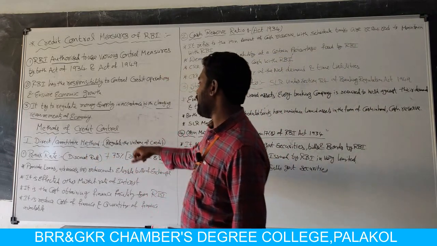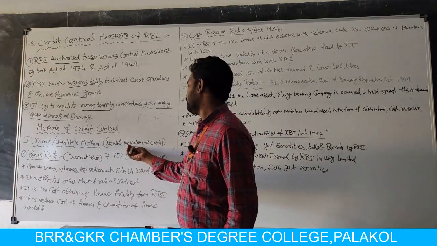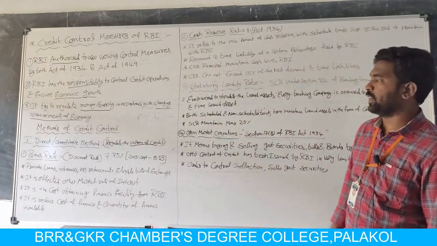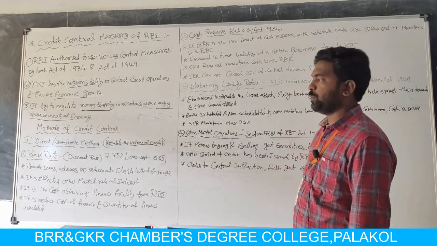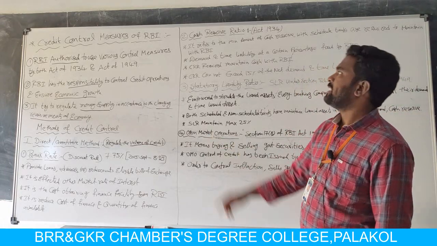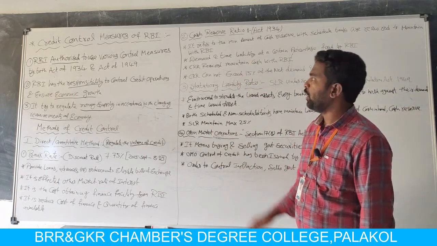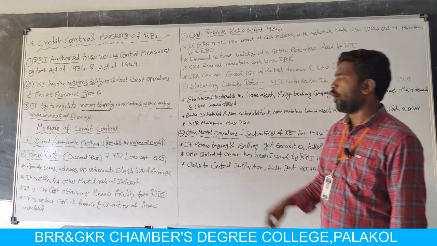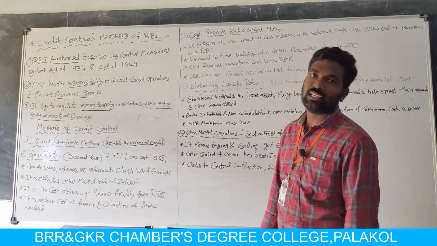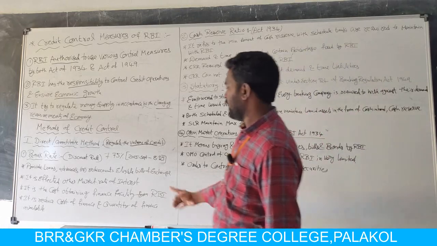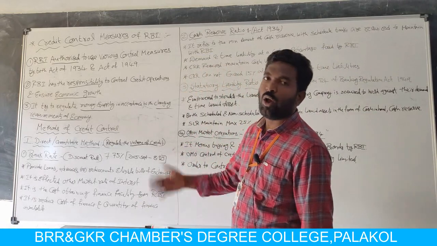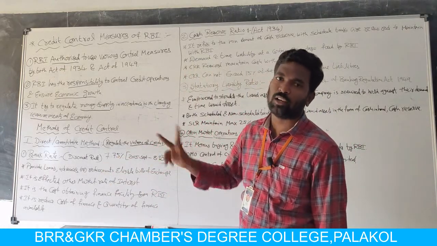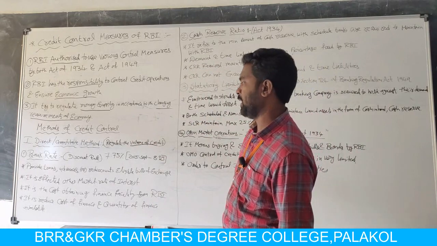Now first we are discussing the direct or quantitative method. It means regulating the volume of credit. In the direct or quantitative method, there are 4 methods. First one is bank rate, second one is cash reserve ratio, third one is statutory liquidity ratio, and fourth one is open market operation. These 4 are direct methods. So first point, bank rate. Bank rate is also known as discount rate; both are used in the same sense.